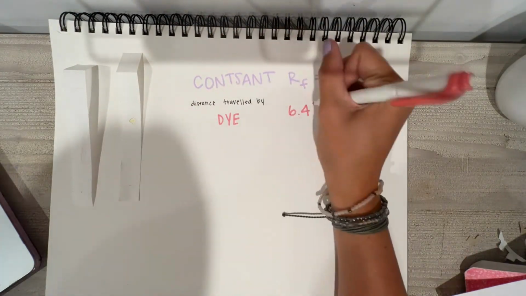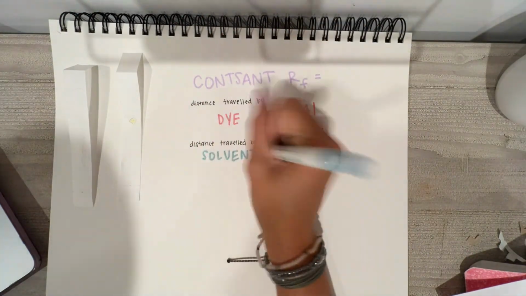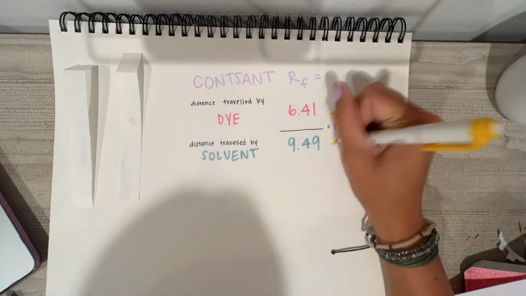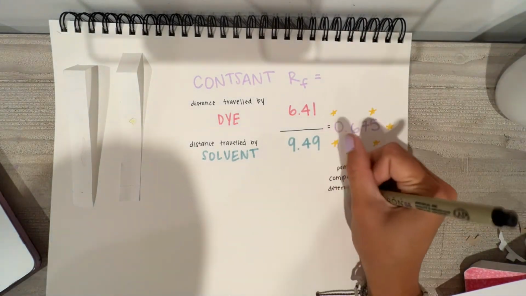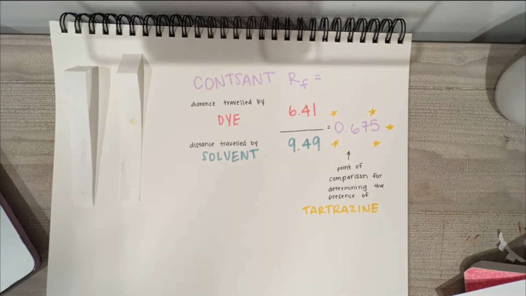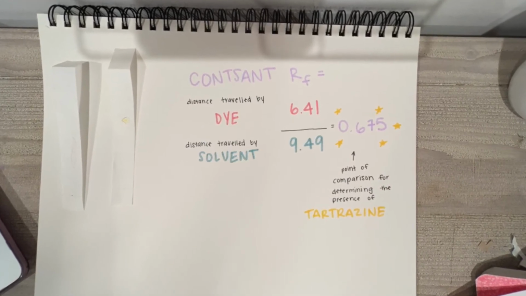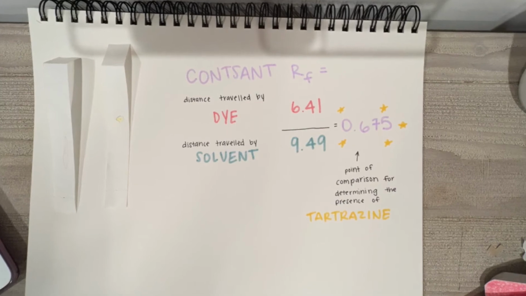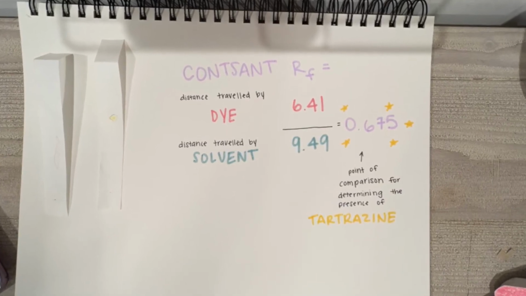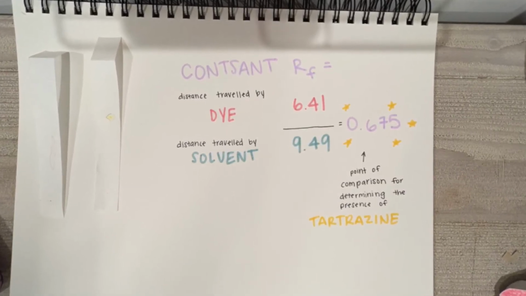We're going to find the constant RF value for the tartrazine sample to use as a point of comparison. The distance traveled by the dye was 6.41 centimeters, and the distance traveled by the solvent was 9.49 centimeters, which means that the RF value is 0.675. You will use this value to determine the presence of tartrazine in other M&M colored dyes.